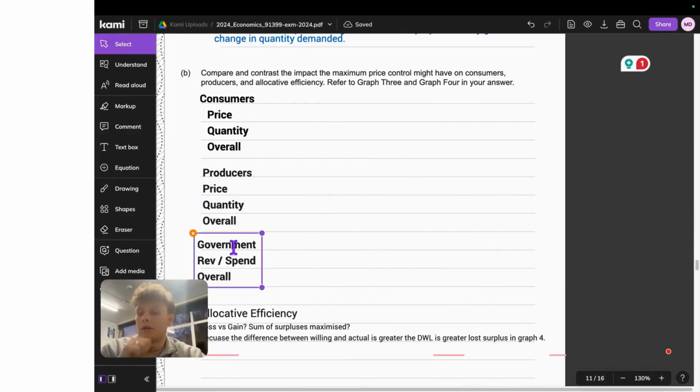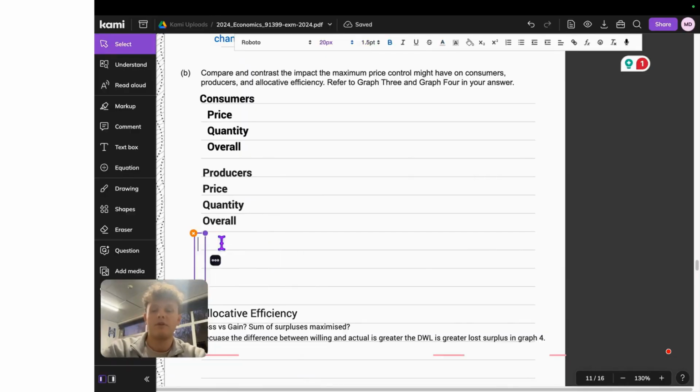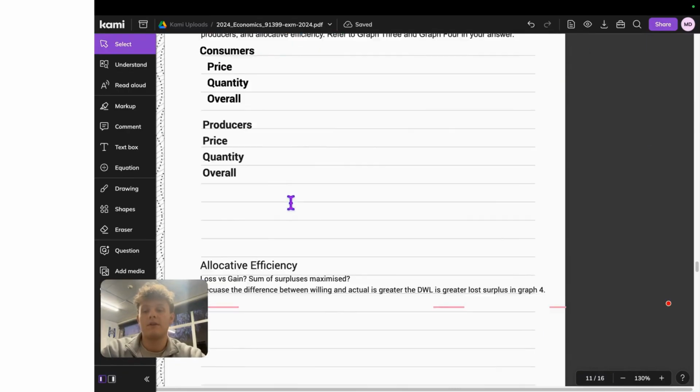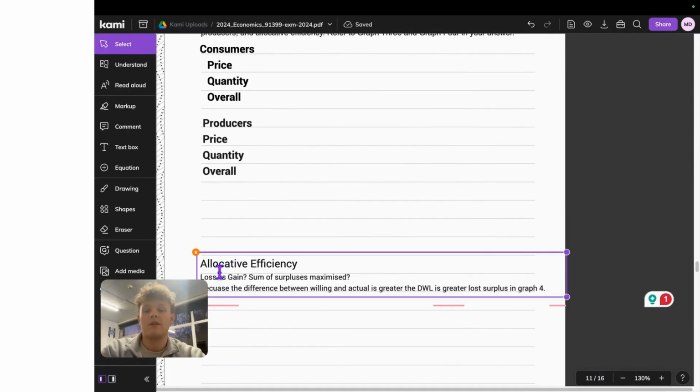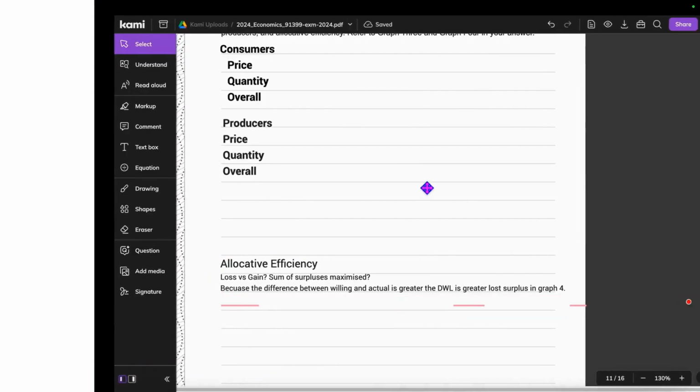And then finally, it's the government, which in this case is not going to help us. So we're actually going to delete this one because we're not really talking about the government. It only asks about allocative efficiency. And then allocative efficiency: loss versus gain, sum of surpluses maximized because the difference between the willing and actual is greater. So let's have a look at that.